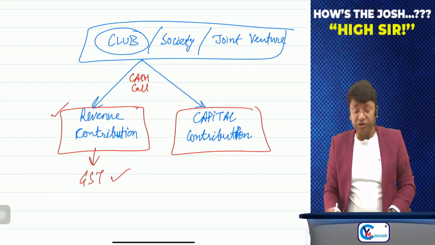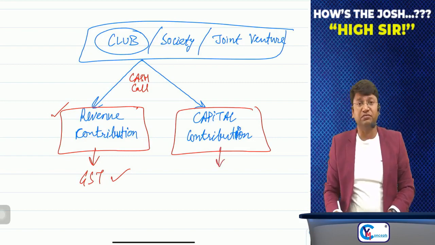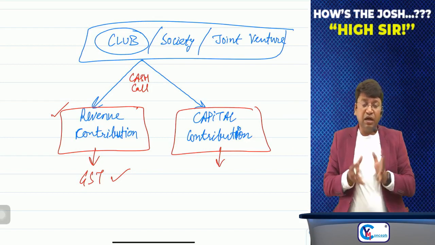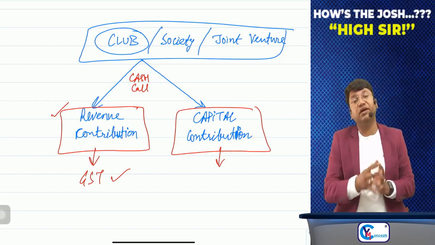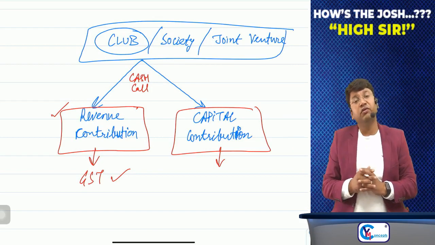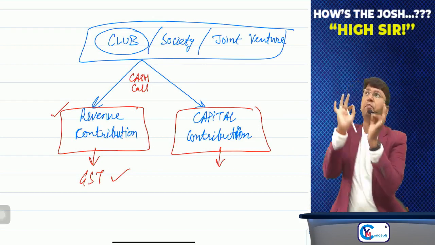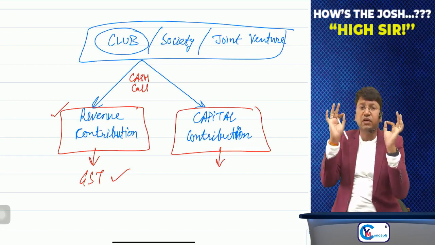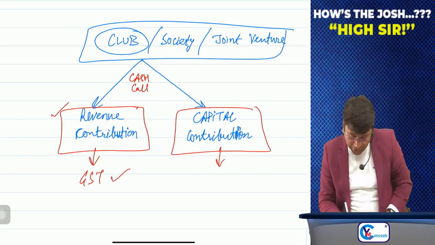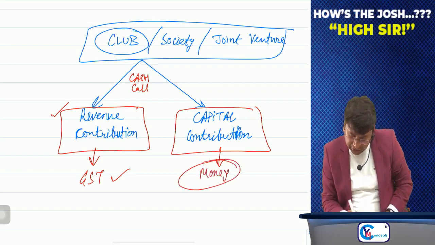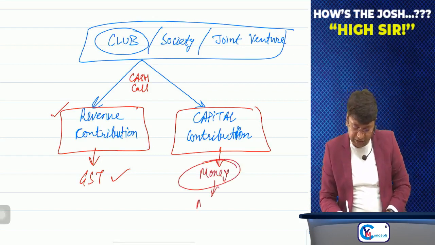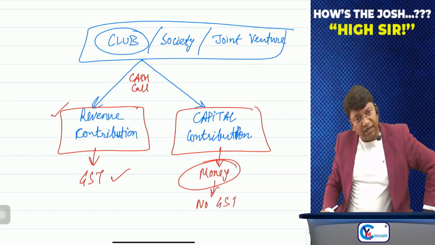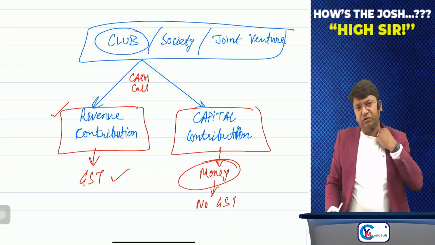But if the contribution is in the nature of capital contribution, suppose we 100 members agreed to contribute 1 crore each, because we want to invest this 100 crore in a big project, out of which we will earn revenue, and this 1 crore is refundable. So it's a pure transaction in money, it's a kind of investment only, and no GST will be levied on capital contribution. Clear?